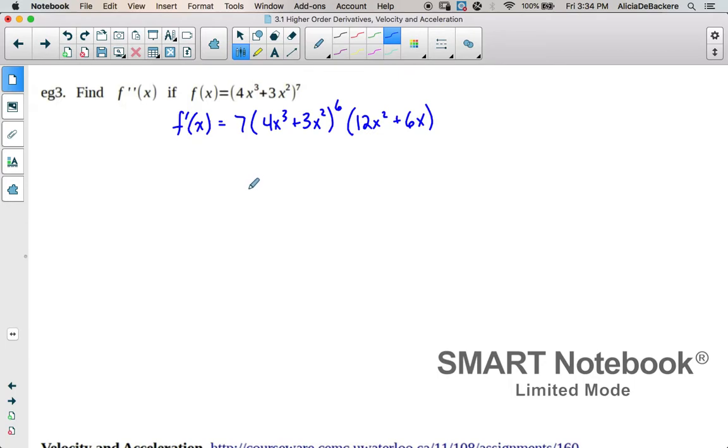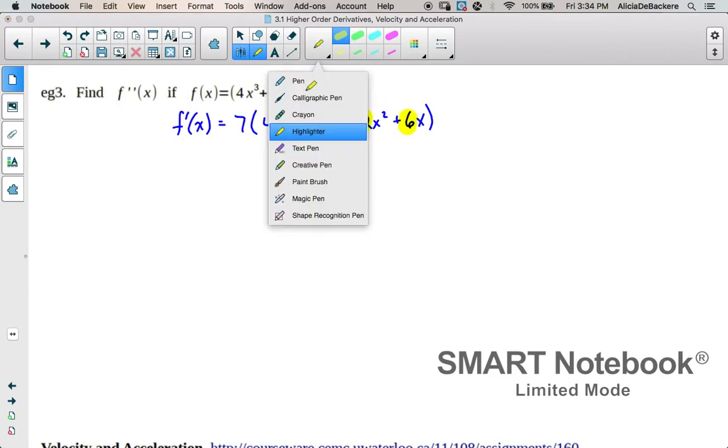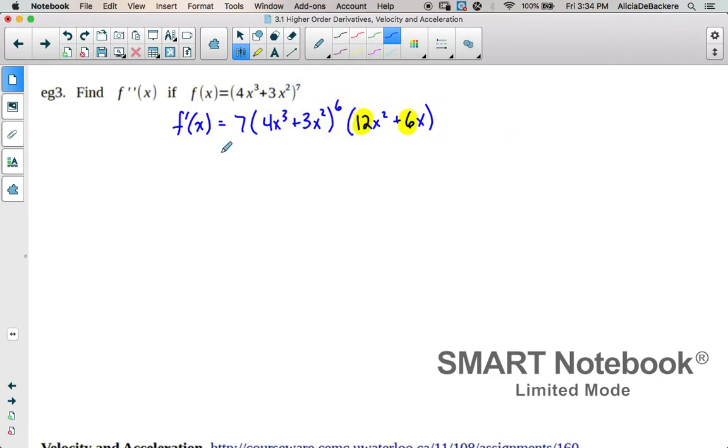Okay, now I can go right into finding the second derivative from here, but I'm just going to take out a common factor of 6 in this last bracket. I'm going to take it out just to make the numbers smaller when I'm taking the second derivative. So when I pull that common factor of 6 out, it comes to the front and it gets multiplied with the 7. So 6 times 7 is 42.